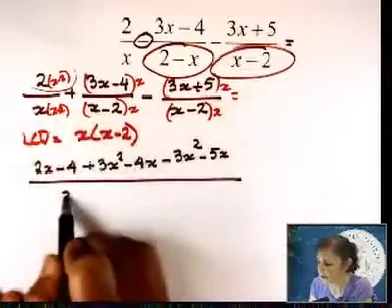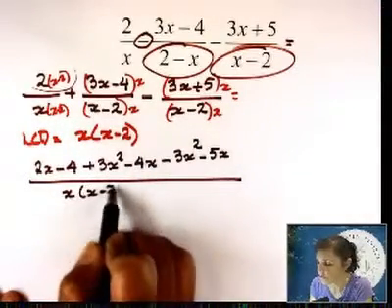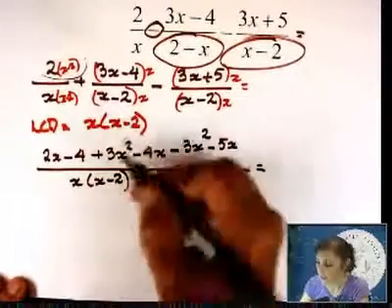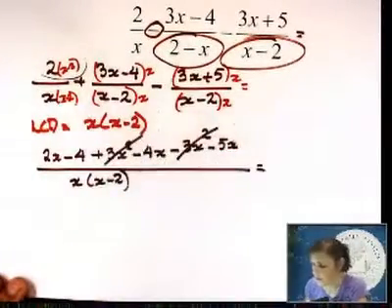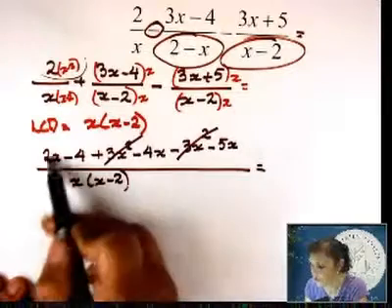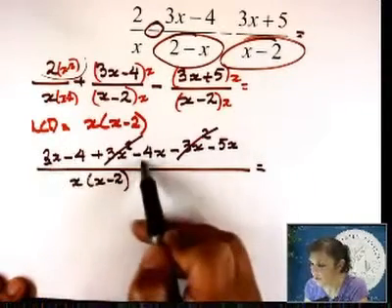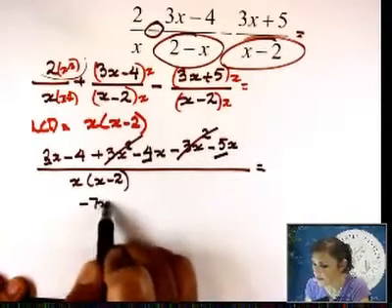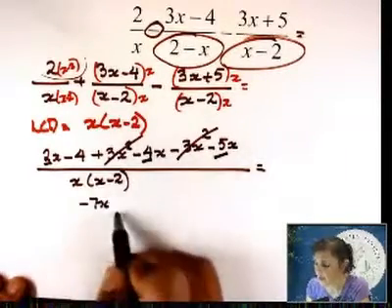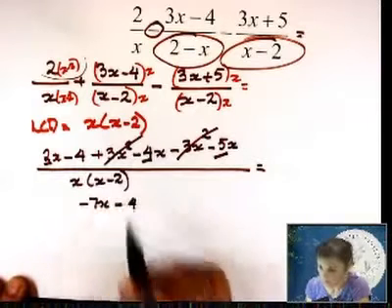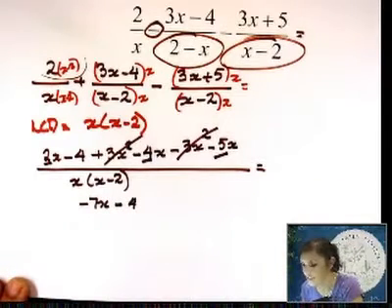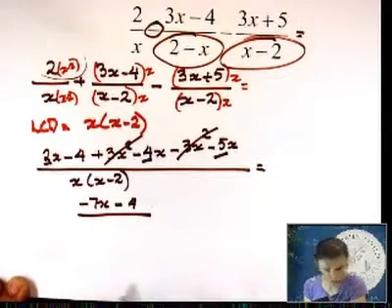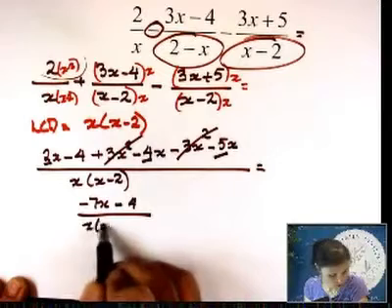What do I have? I have an x and x minus 2. Let's go clean this up. These two will go. What else do I have? I have a 2, negative 4, that's negative 2, negative 5, so that's negative 7. And I have a negative 4. I'm going to check this because that's not the answer I got. Negative 2, negative 7. Over. I have x and x minus 2.